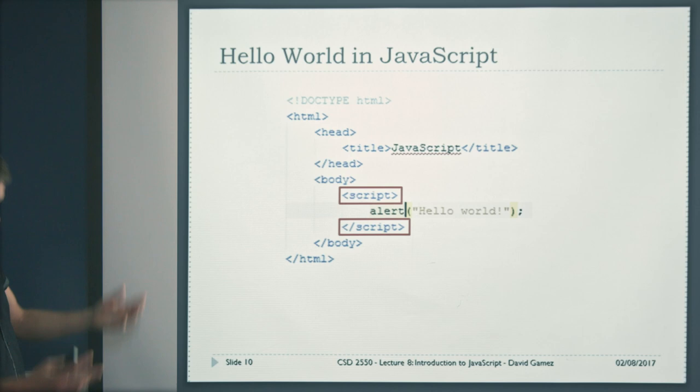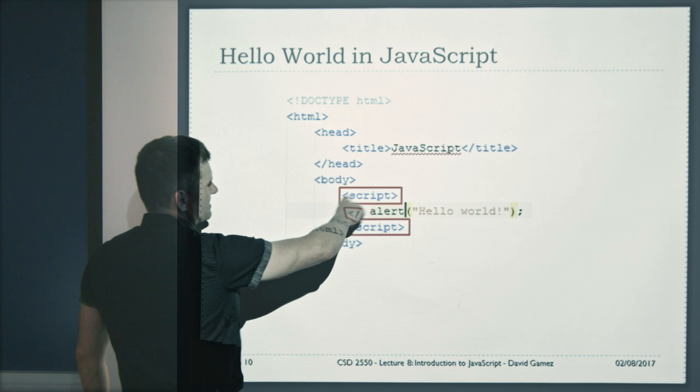So here's your hello world in JavaScript. So standard HTML, inside the body, in this case you've got these script tags, and what these script tags are doing is generating an alert with the message hello world.